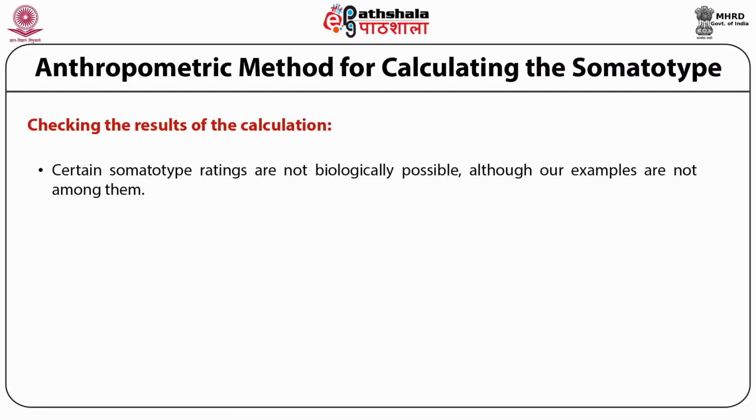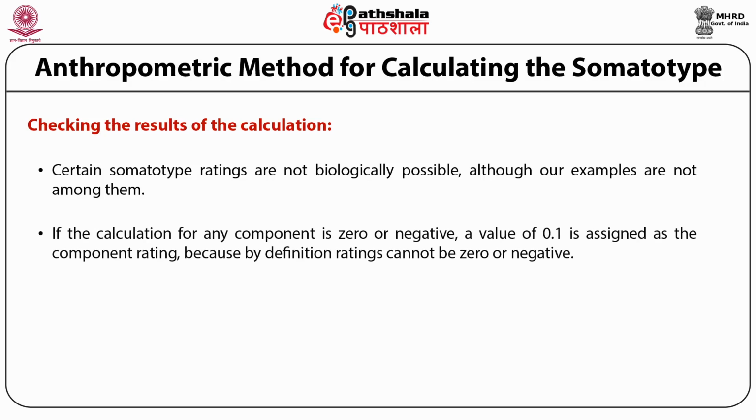Certain somatotype ratings are not biologically possible, although our examples are not among them. For example, a 222 or a 787 are impossible somatotypes. Generally, somatotypes high in endomorphy and or mesomorphy cannot also be high in ectomorphy. Conversely, those high in ectomorphy cannot be high in endomorphy and or mesomorphy, and those low in endomorphy and mesomorphy must be high in ectomorphy.